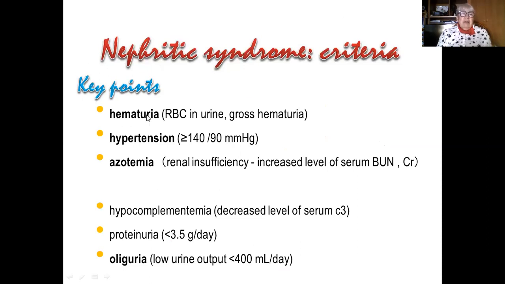What are they? Key points: hematuria, so red blood cells in the urine, gross hematuria. We can visually see this sign. Then hypertension, it is typical. As you remember, it is not typical for nephrotic syndrome, but here it is a very important sign. So high blood pressure, more than 140 over 90 millimeters of mercury. Azotemia, renal insufficiency, increased levels of serum urea and creatinine. And you see proteinuria here also, but less than 3.5 grams per day. And oliguria is typical, low urine output, less than 400 milliliters per day. So that's why nephritic syndrome appears.